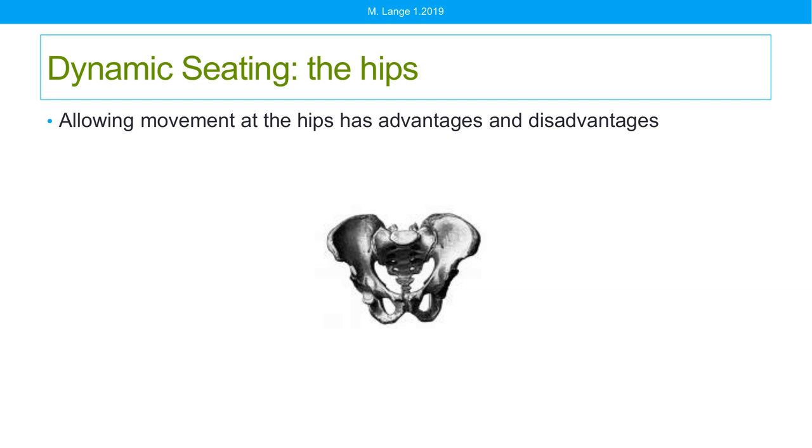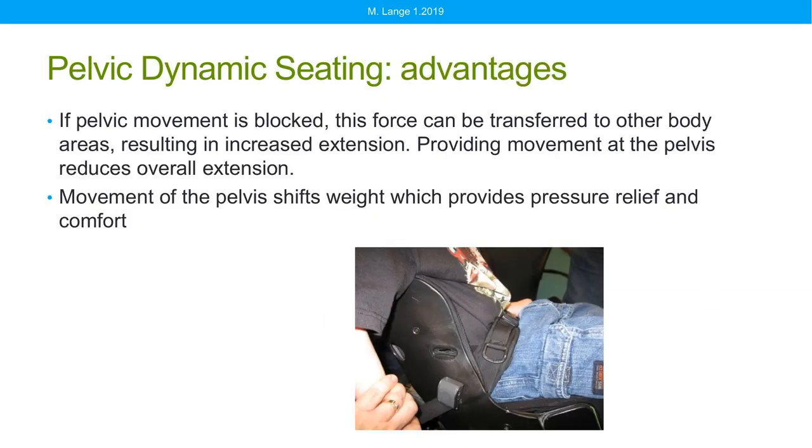All right, so we're going to move into providing dynamic movement at specific areas of the body. The three main areas where dynamic movement is provided are at the hips, the knees, and the neck. So we're going to go through some of the advantages and disadvantages of providing this movement and give some examples of some of the products that are out there. And I promise we'll have a video soon because that will certainly make this a lot clearer as we discuss this.